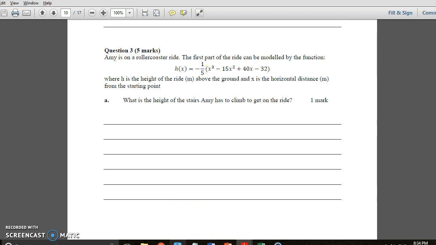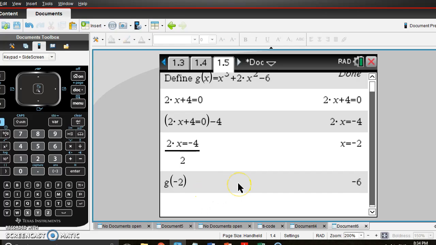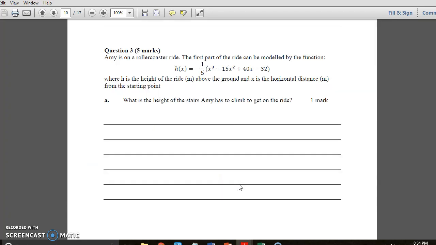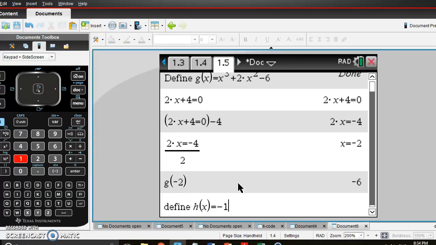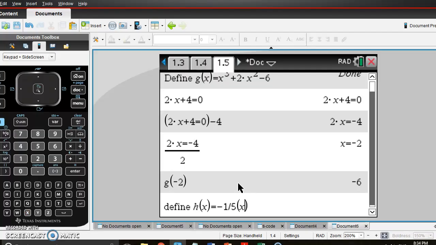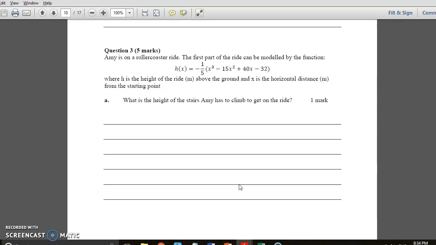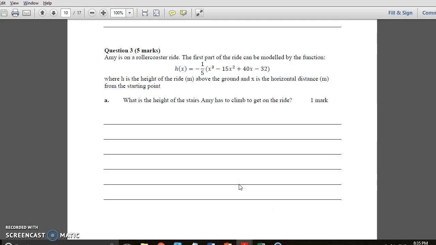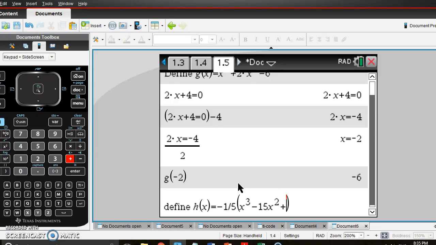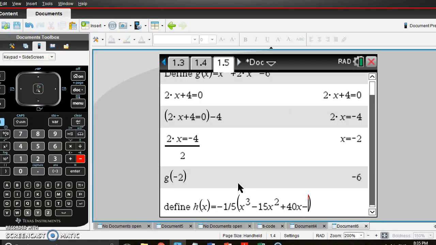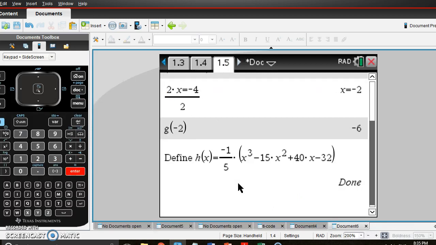So let's open up CAS, and I'm going to define h of x equals this thing here, which is negative 1 over 5, open the set of brackets, x cubed minus 15x squared plus 40x minus 32. Alright, that's what we've got there.